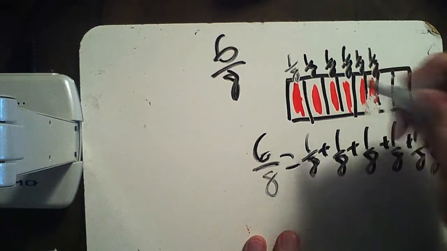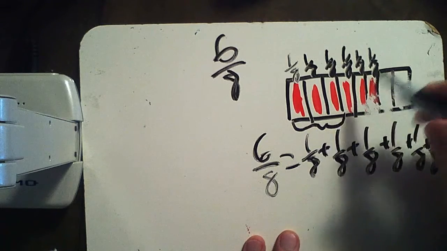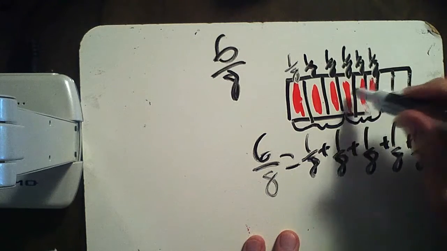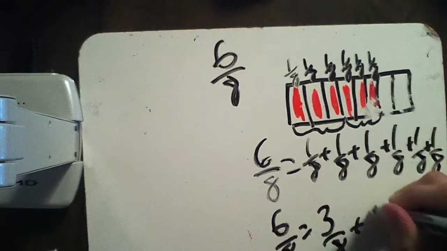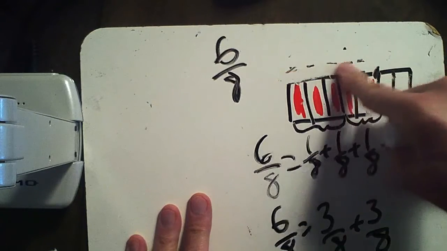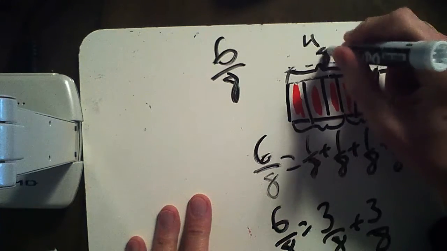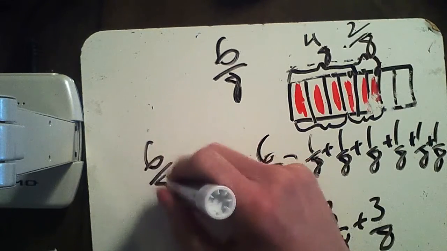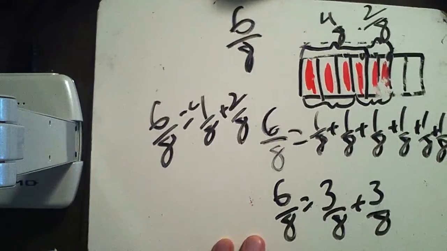Then we could also look at it this way. If we look at this part here, we've got 1, 2, 3/8. And then this part here, we've also got 3/8. So we could say 6/8 equals 3/8 plus 3/8. Or we could look at it this way. We've got 4/8 here, and then here we've got 2/8. So we could say 6/8 equals 4/8 plus 2/8. So any one of those will work.